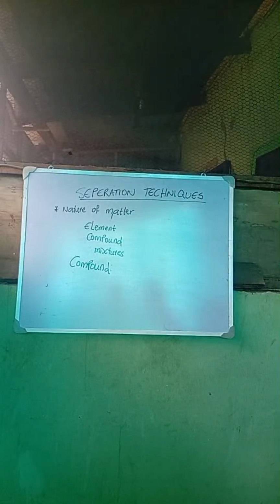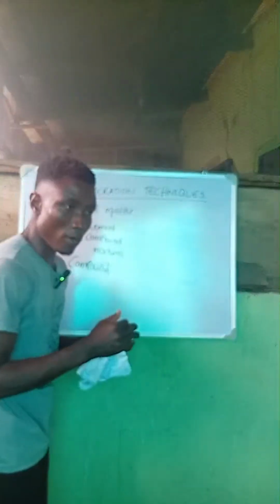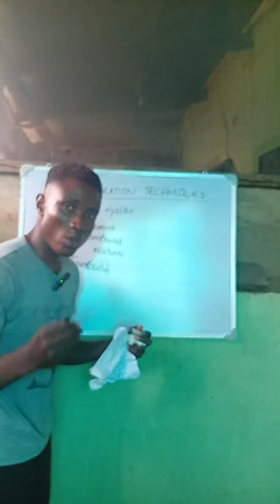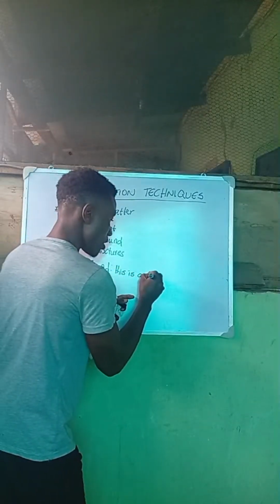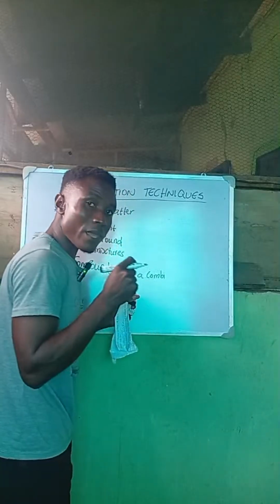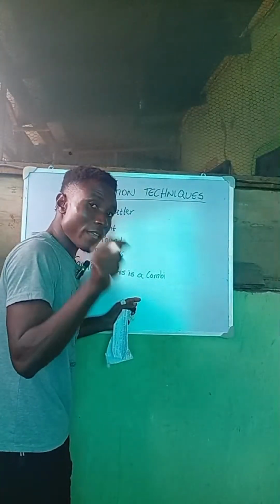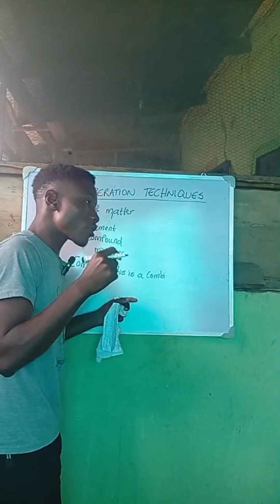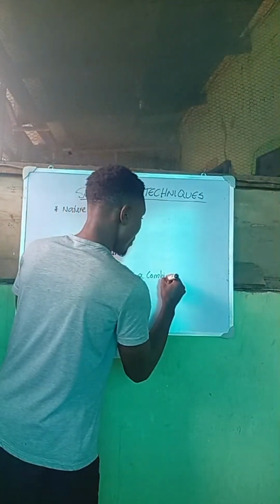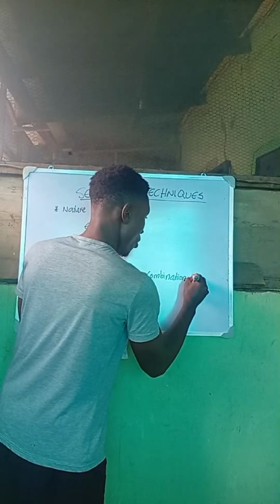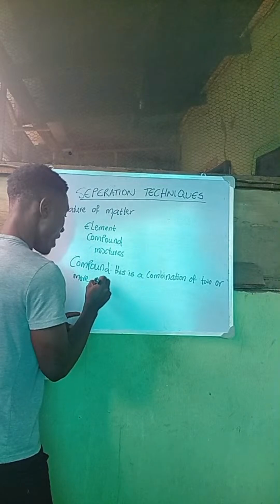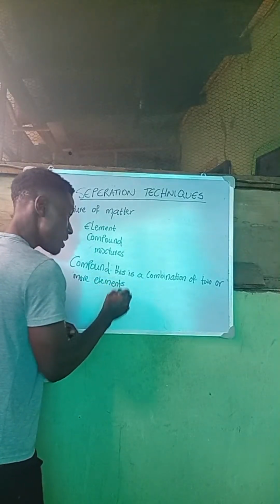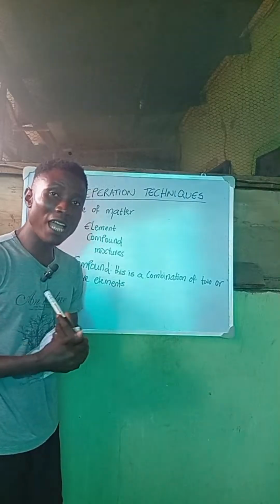What is a compound? A compound is a combination. It can be a combination of two elements, three elements, or four elements. So a compound is a combination of two or more elements. Two or more elements, right?